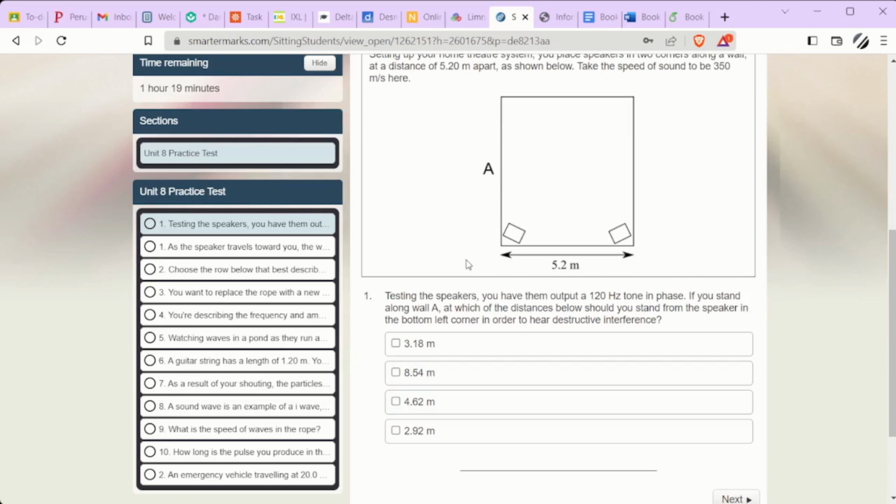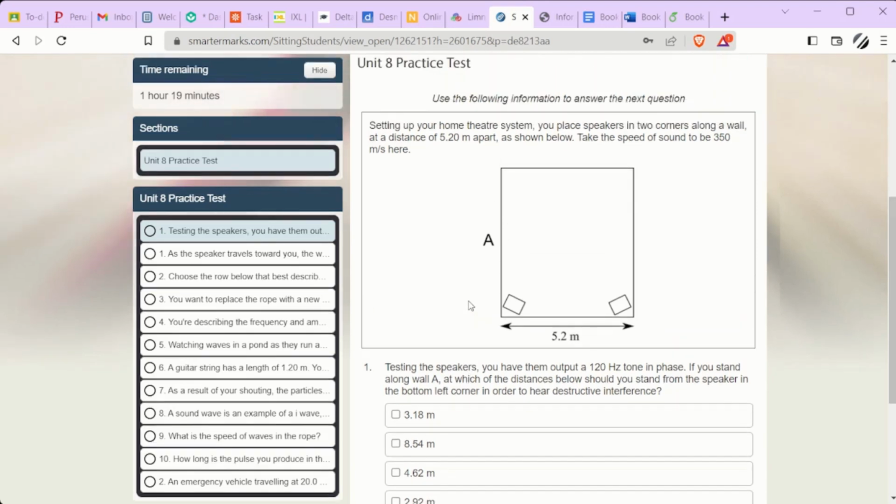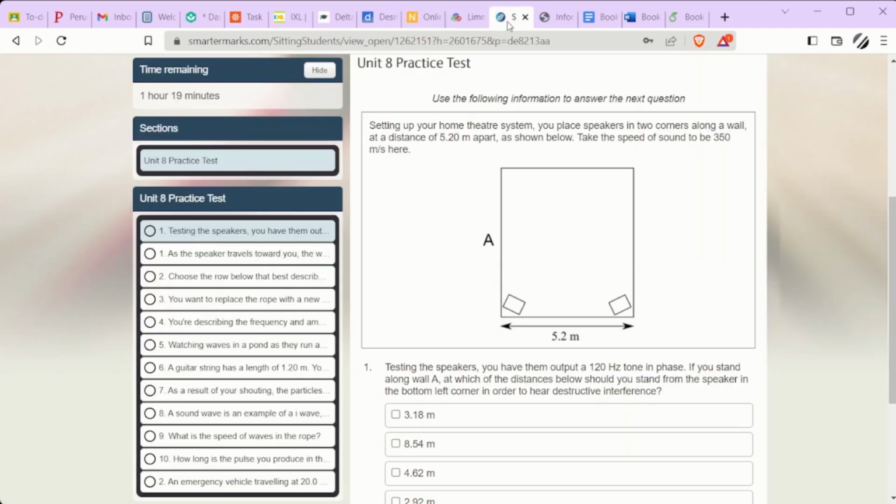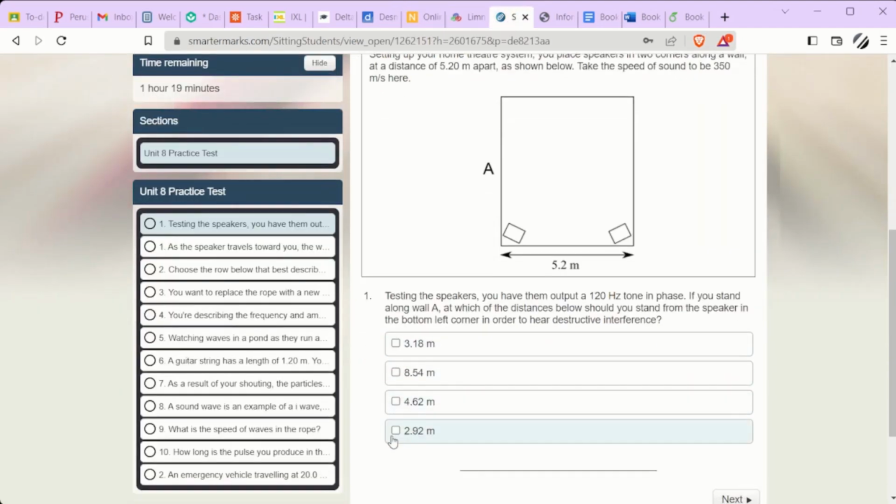So for destructive interference, the path lengths have to be different by 1.5 wavelengths. So we need to figure out what that wavelength is. Well, we have the speed of the wave and we have the frequency, so the wavelength is the ratio. We have 350 meters per second at 120 hertz. So our wavelength is about 2.92 meters. So there is the first bit.